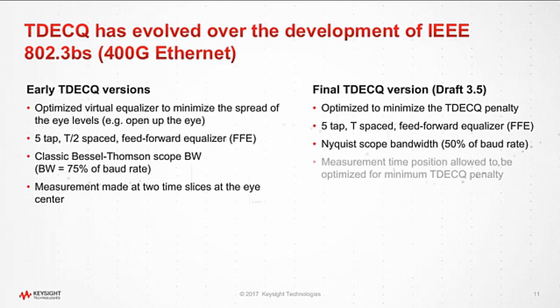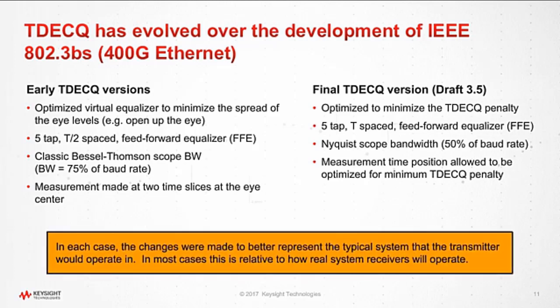Now those histograms can be moved. They have the same relationship to one another, but you're allowed to move them slightly within that PAM4 signal. And so this is what's in the latest draft. There's still some discussions for CD about some additional changes that, if implemented, might be rolled back into the BS standard. But note that these changes were made to better represent what a typical system is going to behave like. And so we're really trying to emulate what the real receiver is going to be doing when making this TDECQ measurement.